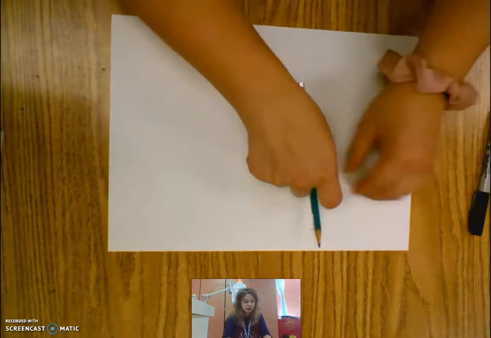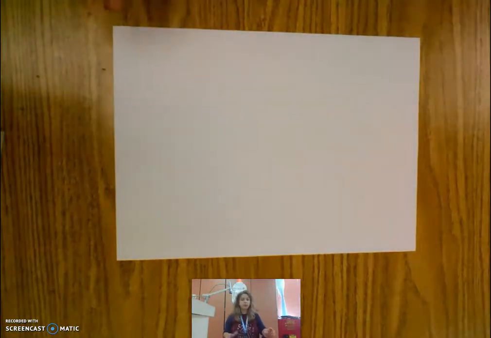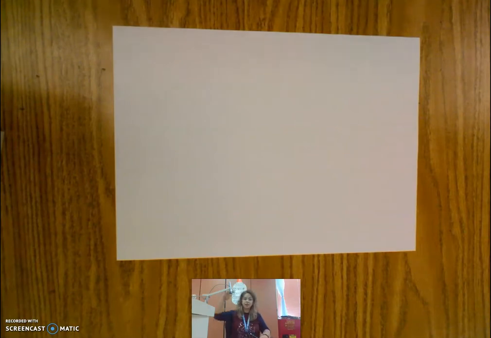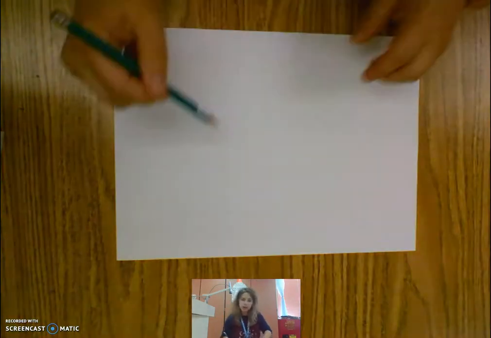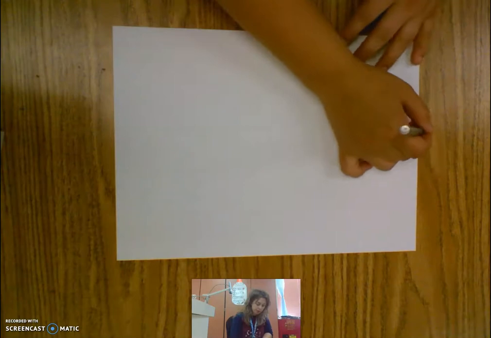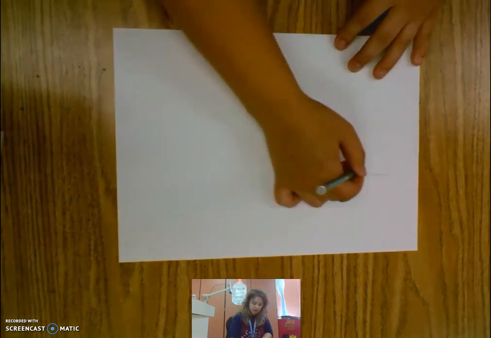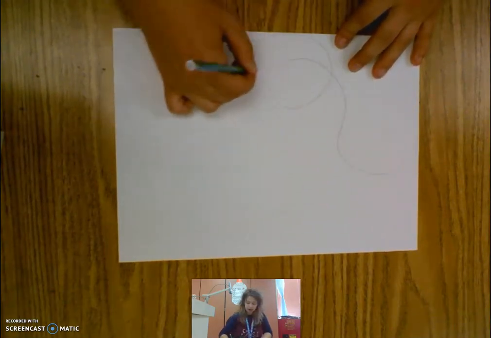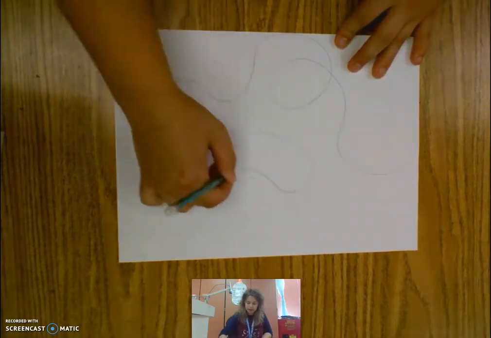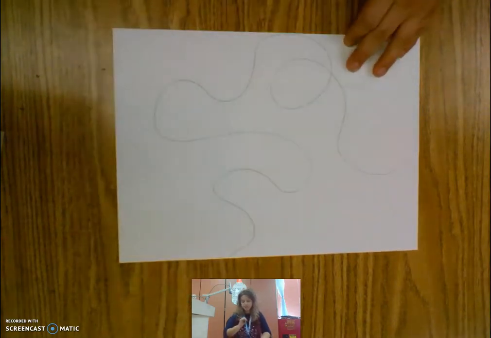So the first thing we're going to start out with is those flowy lines that we saw. In a lot of his work, he had these wavy, swirly lines. This is going to be a little bit different for everyone, but I want you to just close your eyes and start thinking about swirly lines. And then go back to your paper and make whatever swirly lines come to your mind.